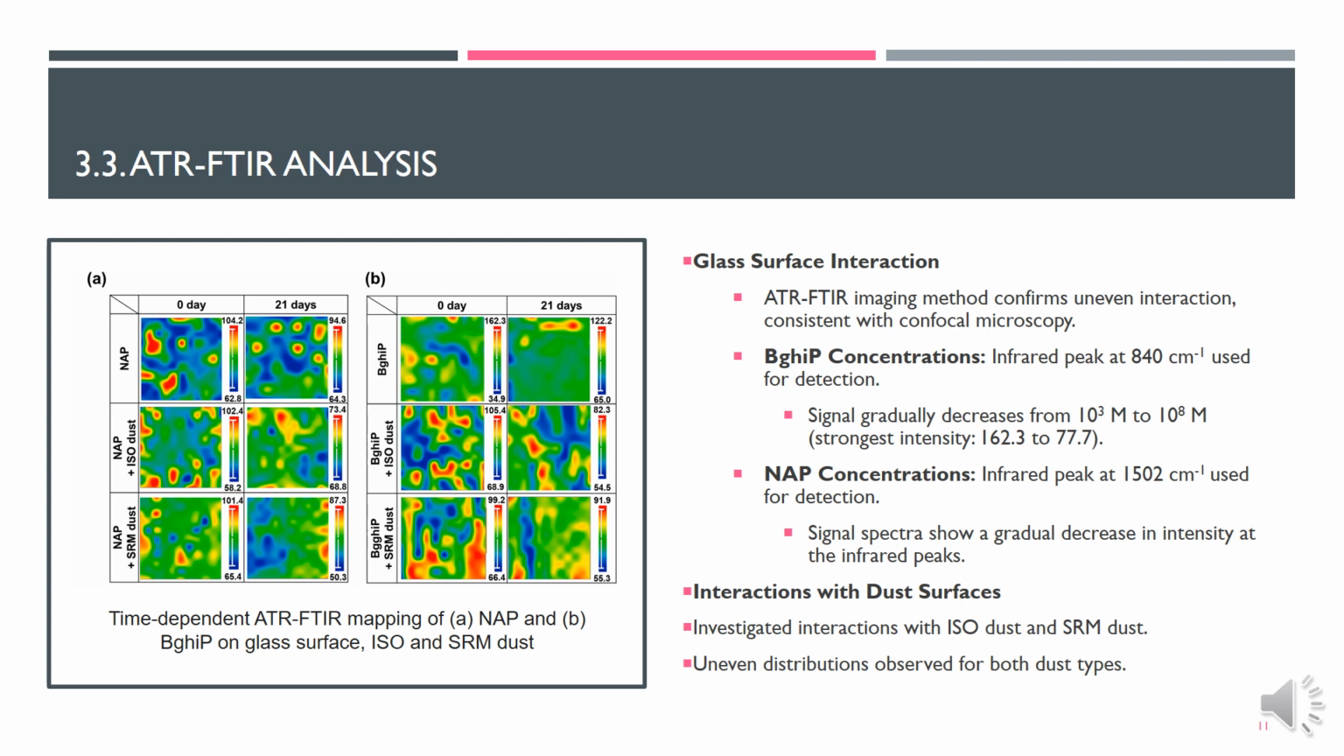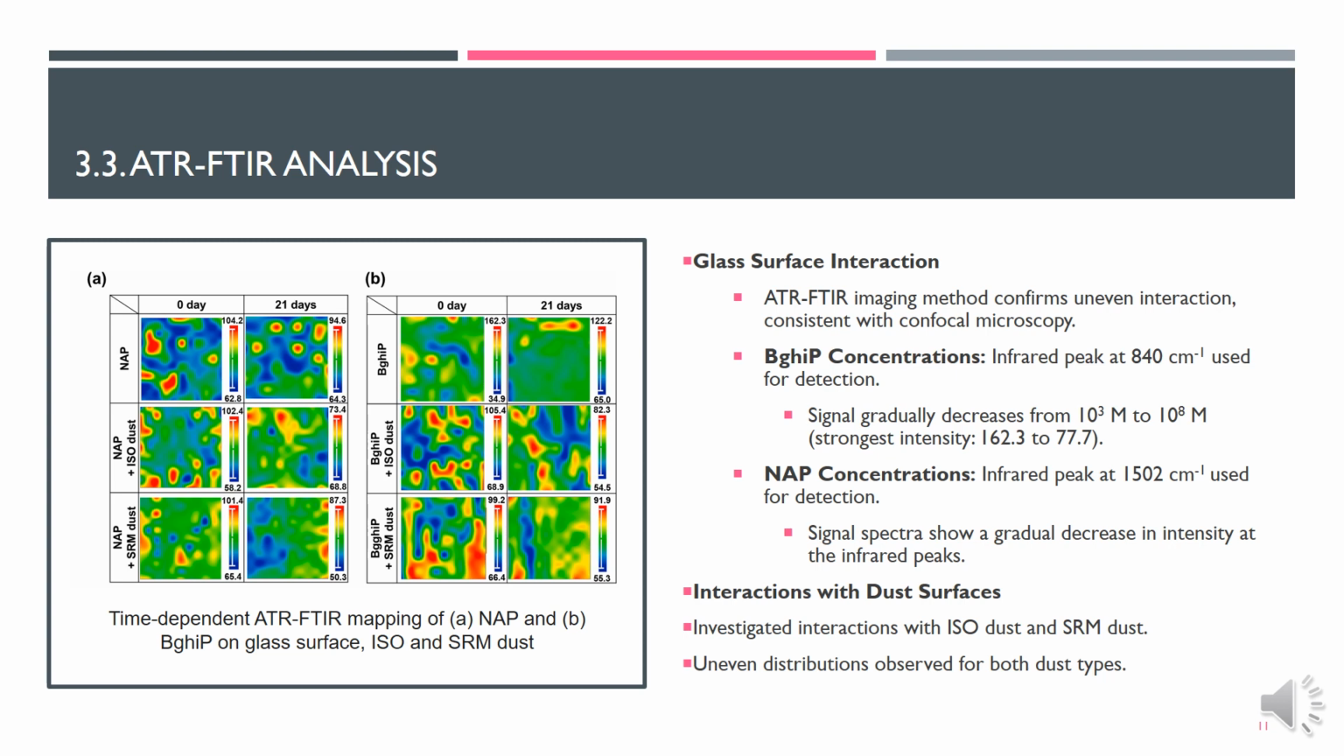Exploration of the interaction between naphthalene and benzopyrene on glass surfaces using ATR-FTIR imaging yielded findings consistent with the confocal microscopy results, with concentrations ranging from 10^-3 to 10^-8 molar. For benzopyrene, I focused on the infrared peak at 840 cm-1 to detect decreasing concentrations, which display a gradual reduction in signal intensity from 10^-3 to 10^-8 molar.